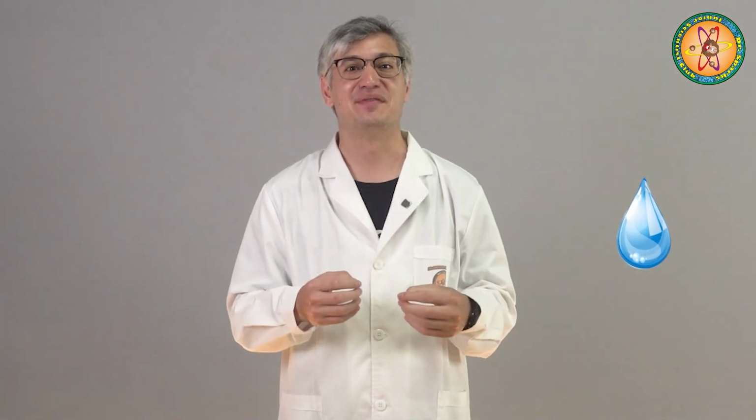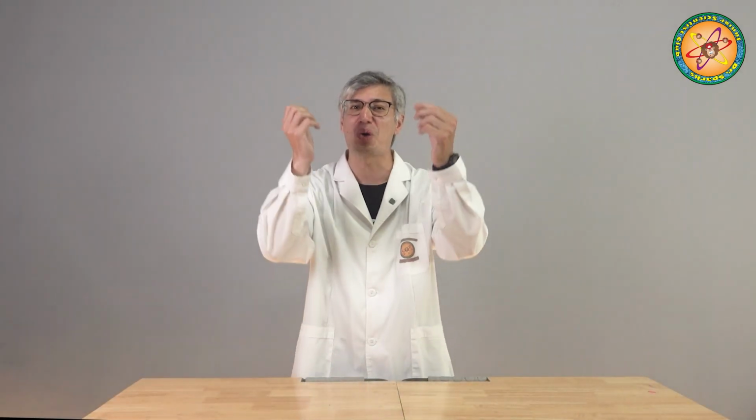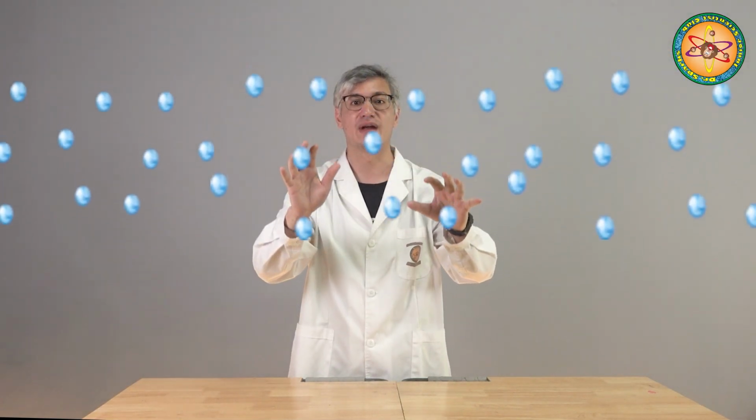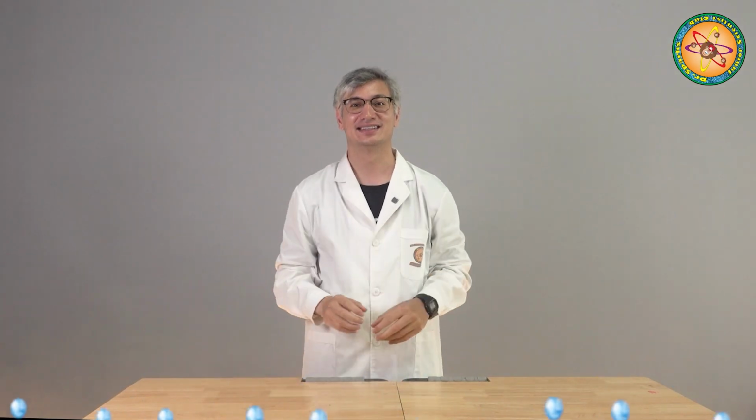When there are enough droplets, they squeeze together and get bigger and bigger, and eventually they form a raindrop. These raindrops are so heavy that they can't float in the air, and they fall to the ground as rain. Oh, here comes the rain.